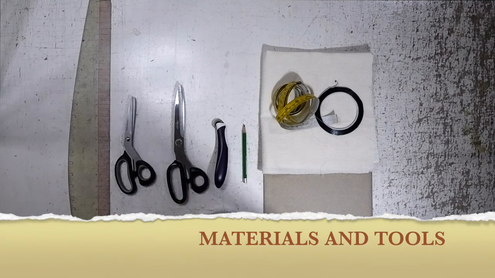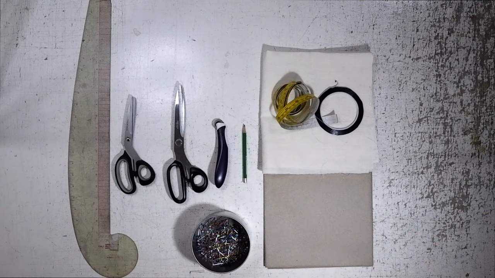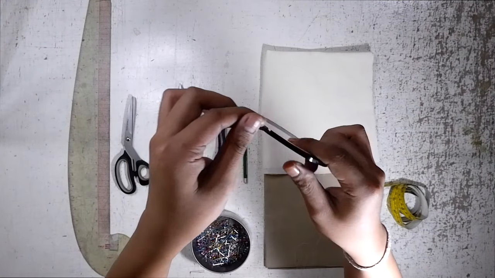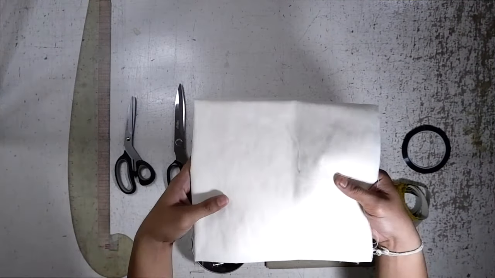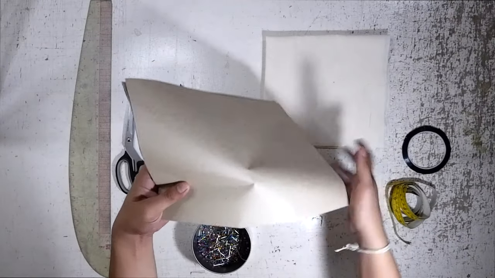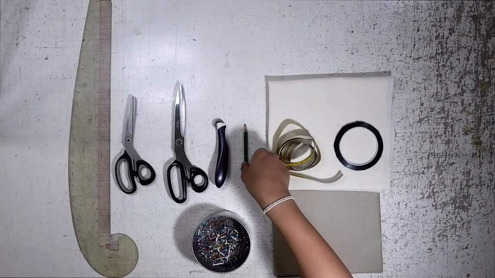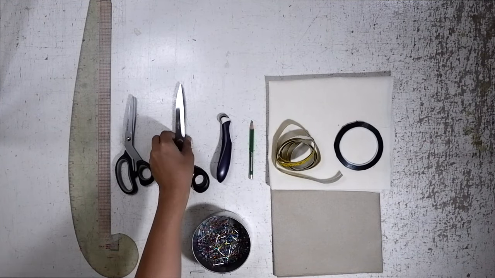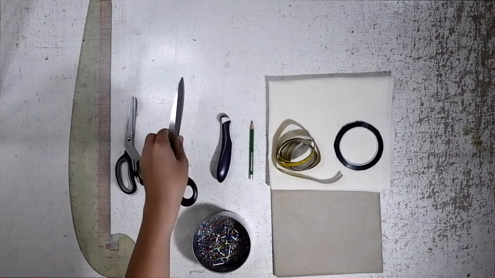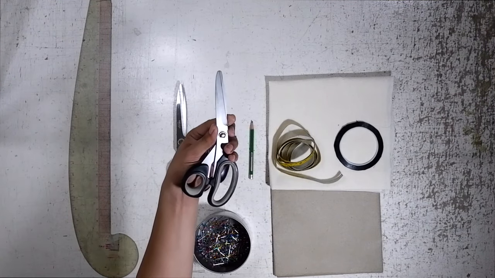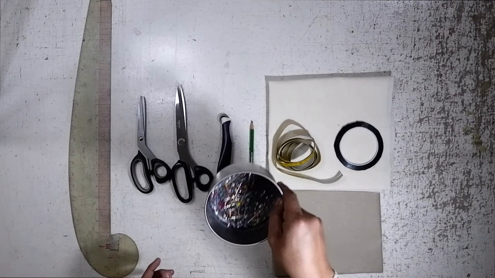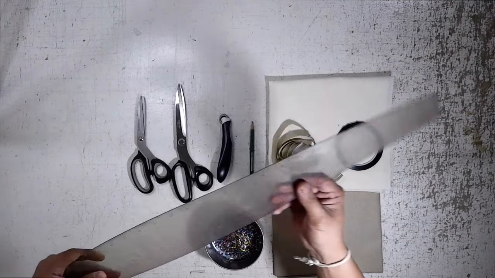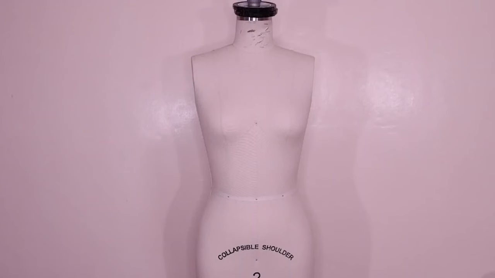These are the materials that I will use for this tutorial. Tape measure, 1/8 inch drafting or draping tape, 1.5 yards of muslin, pattern paper, pencil, tracing wheel, fabric scissors, paper scissors, lots and lots of pins, fashion ruler, and of course, my dress form.